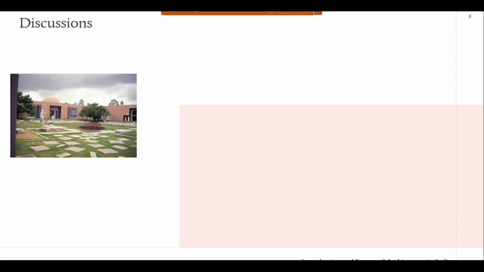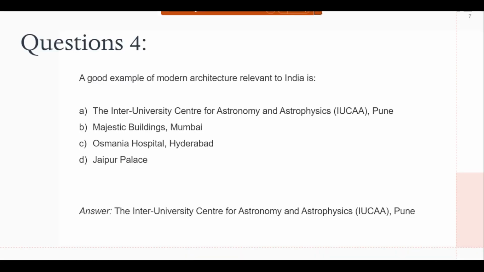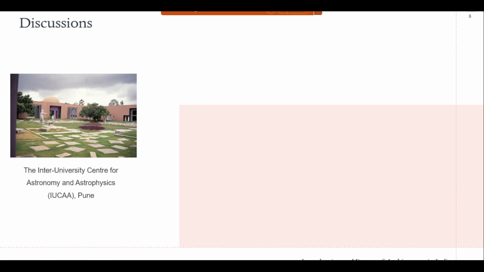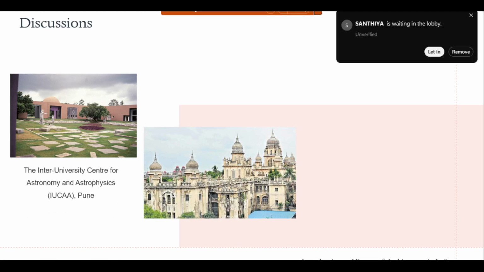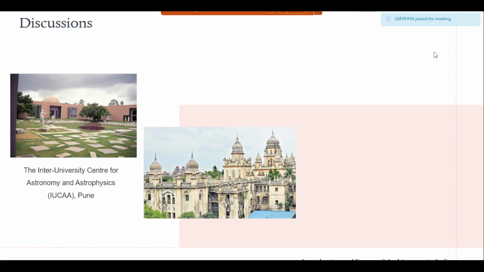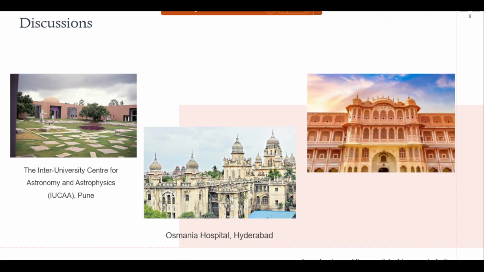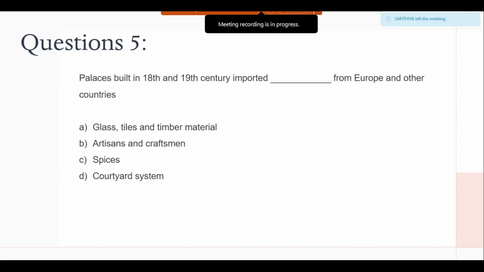Which building is this? This is from the options we have just seen in the previous question. I can go to the previous question. We have the Inter-University Centre for Astronomy and Astrophysics, Majestic Buildings, Mumbai, Osmania Hospital of Hyderabad, or Jaipur Palace. So that is IUCAA Pune. What about this? Osmania University, Medical College. Yeah, Osmania Hospital, in Hyderabad. What about this? Jaipur Palace. Correct. Okay.